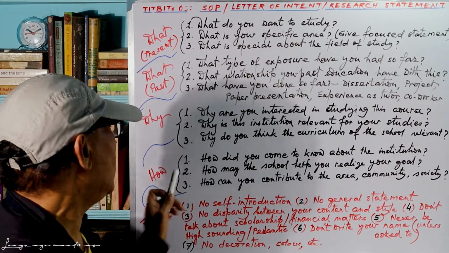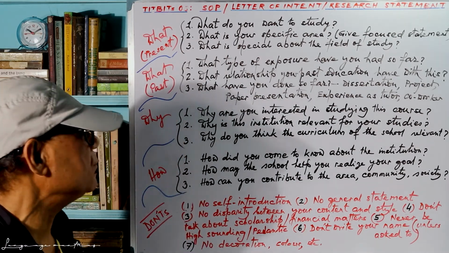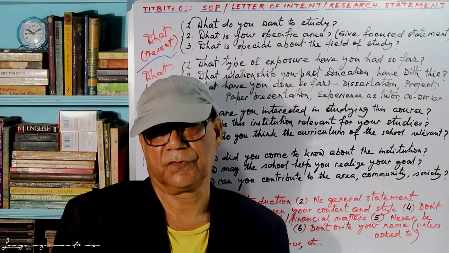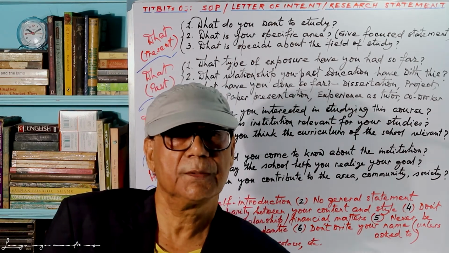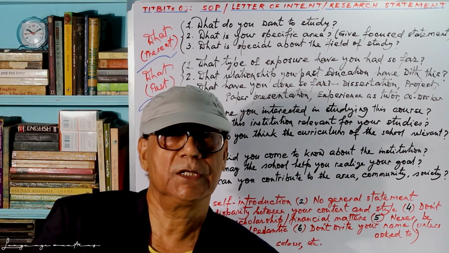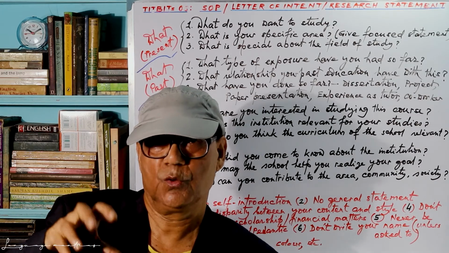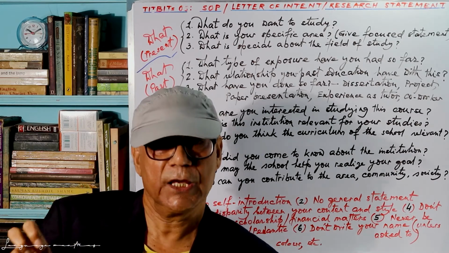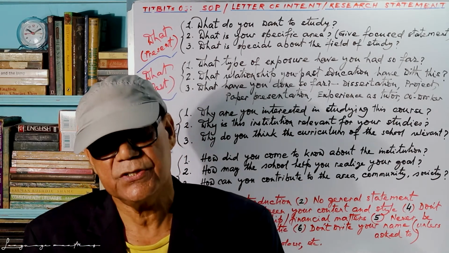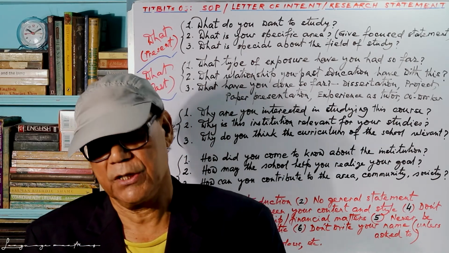Now come to the how question. How did you come to know about the institution? Well, maybe your teacher has given you some clue. Maybe you have researched particularly to see what kind of institutions you need and what kind of institution the present one is. So you know about the institution.